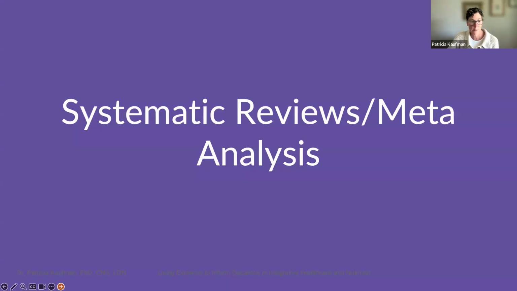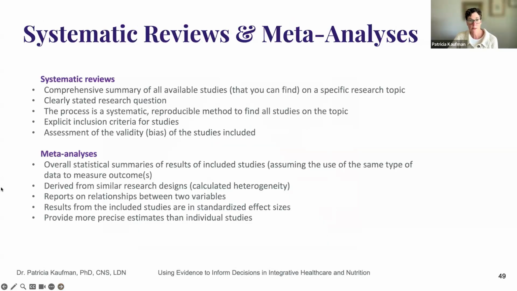So let's look at the top of the pyramid, systematic reviews and meta-analysis. What are systematic reviews? They're a comprehensive study of available studies, those that you found or the researchers found. There could be studies that the researcher wasn't able to find, right? So it doesn't mean that it's all the studies out there that exist.